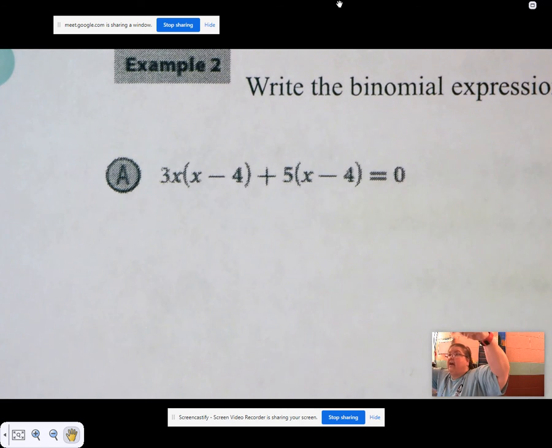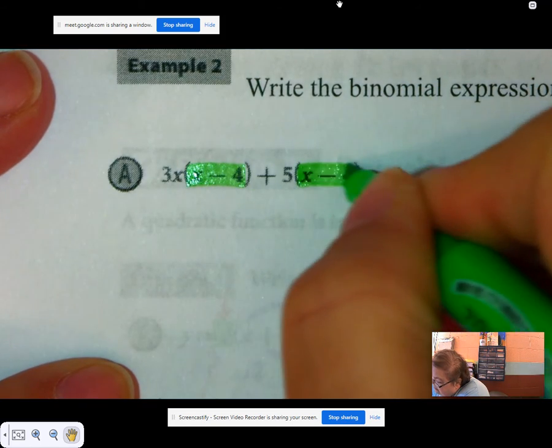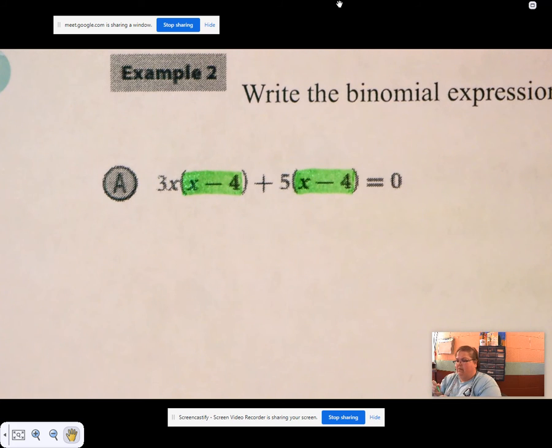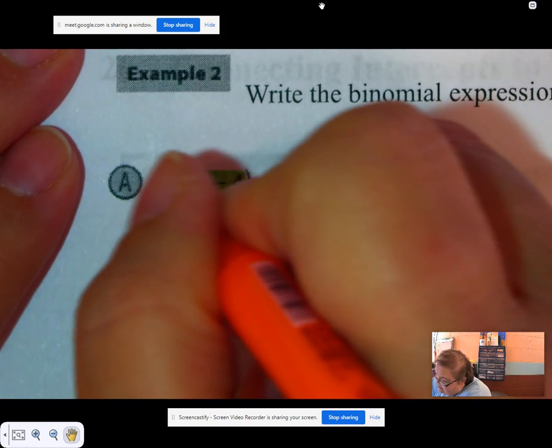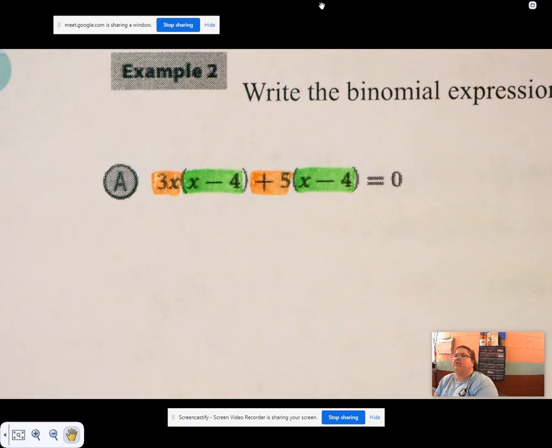I have k values in front of both of them. That is true. What else do you see? Very good. The binomials are the same. Here they are. X minus 4, X minus 4. So that's important as well, as y'all pointed out, they have k values greater than 1, both of them do.